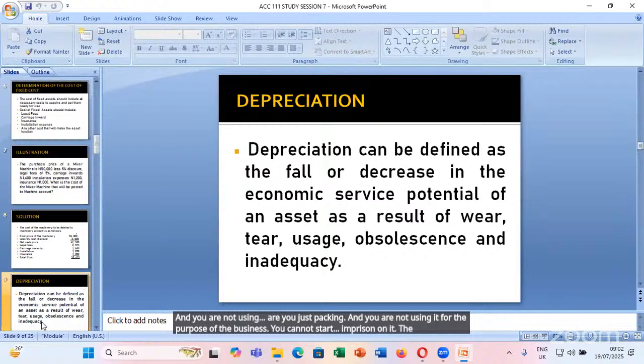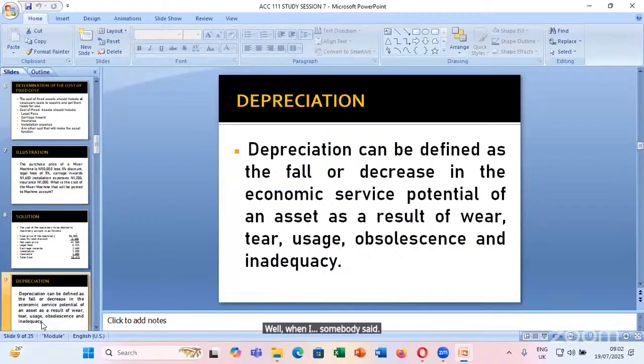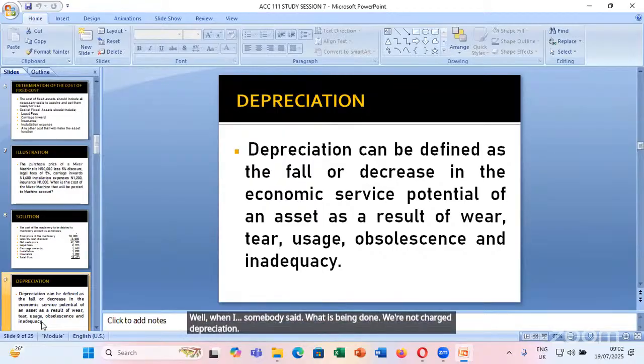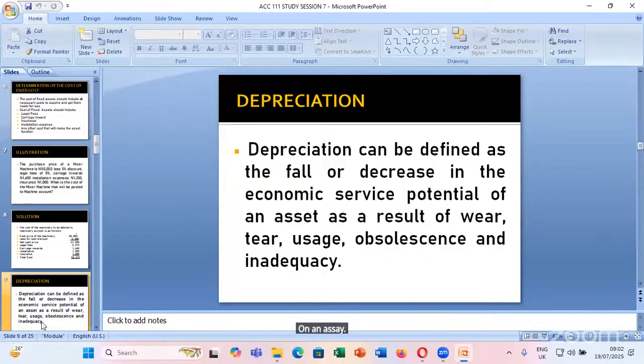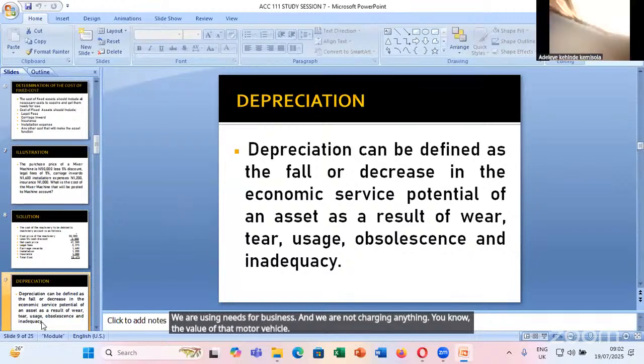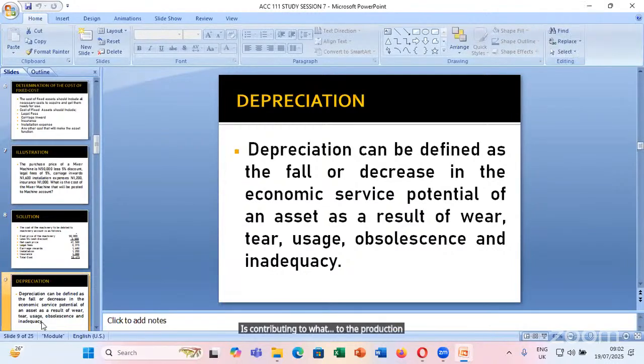Depreciation is the decrease in the value of economic service potential. And somebody asked, what is being charged? We now charge depreciation on an asset. And how do we do this? Listen to me, everybody. Let's take, for instance, a motor vehicle of 10 million naira. We are using it for business, and we are not charging anything. You know, the value of that motor vehicle is contributing to the production of your business.